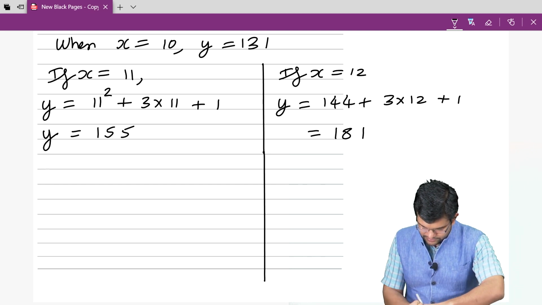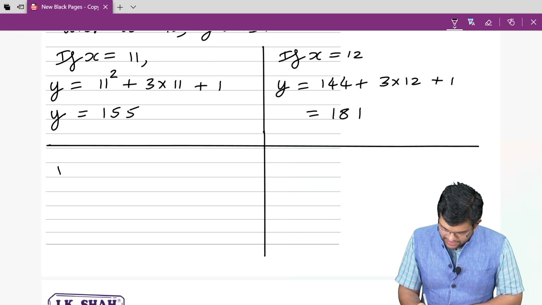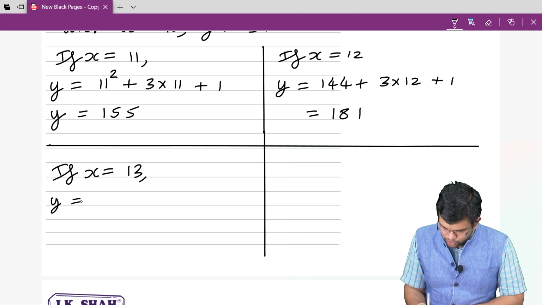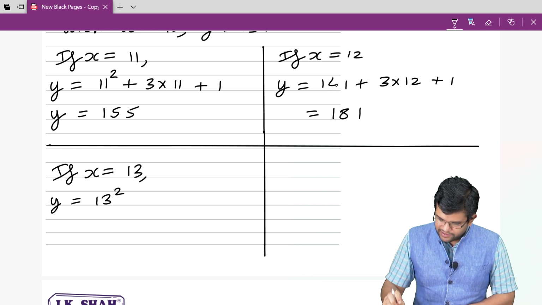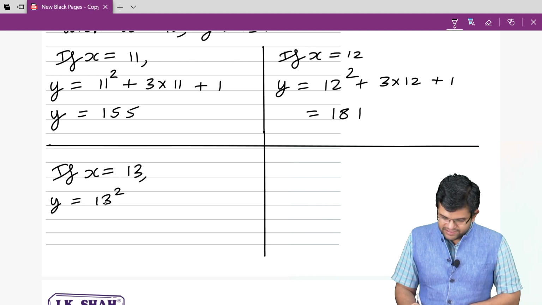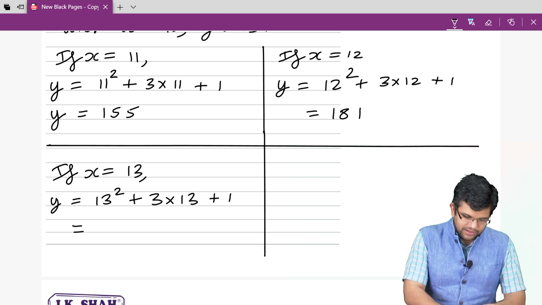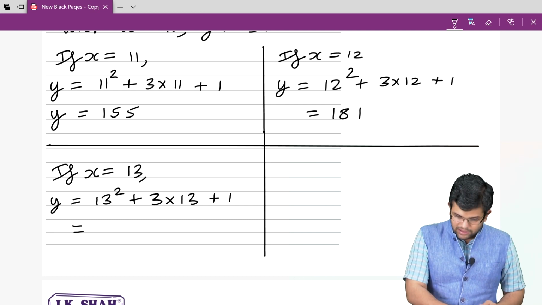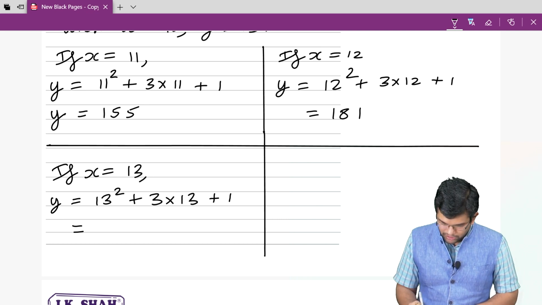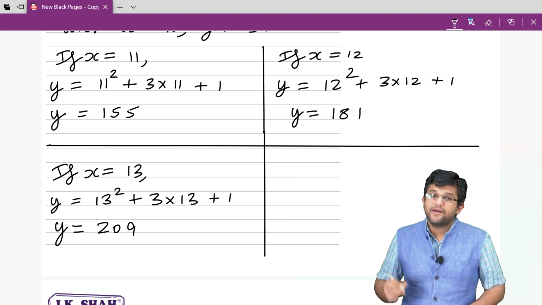Okay. All right. So I'll just write down here now. If x is equal to 13, y should be equal to 13 square. See children, this 144, I hope you understand, this is 12 square, right? 12 square is 144. Similarly, here it should be 13 square plus 3 into 13 plus 1. So children, 13 square is 169. 3 into 13 and then 1, if I take the total, this should come to 209. This comes to 209, which means children, when x is 13, y is 209.